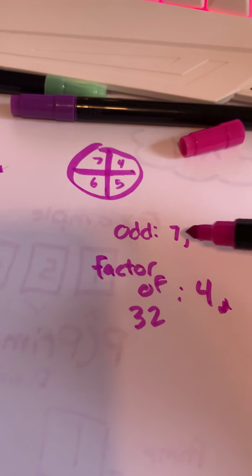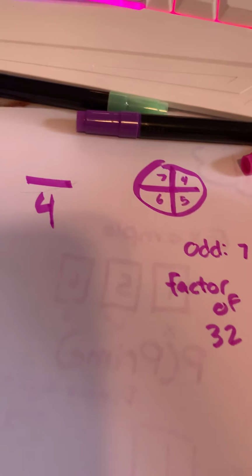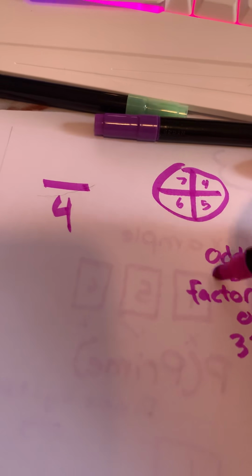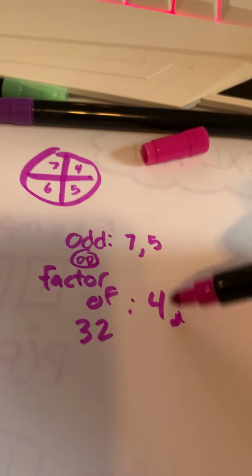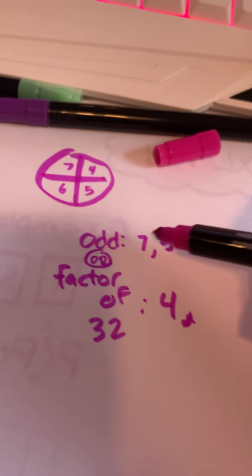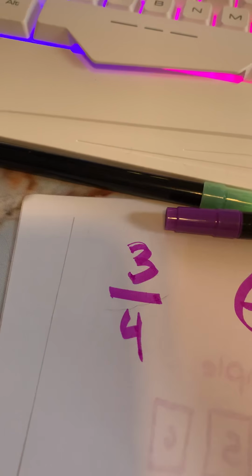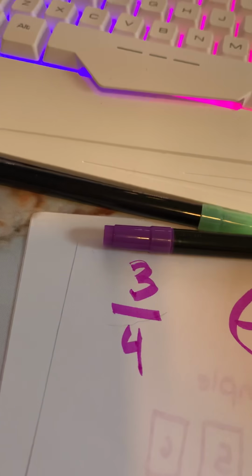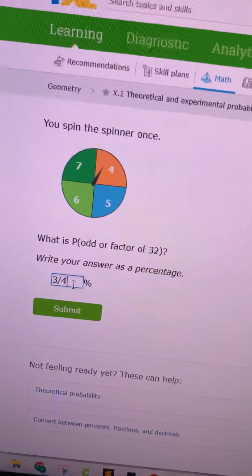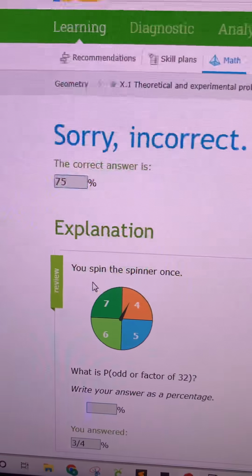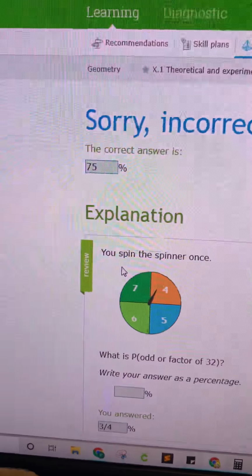So now we're going to add these up. Since it said odd or factor, it's not allowed to be both. Now, none of our numbers repeated, so all of these are good answers. So we have 3 things that could happen. So 3 is going to go on the top there. Right, so our answer is 3/4. 3/4 does not simplify, so I'm going to put that in here. 3 over 4 is wrong because they wanted a percentage.